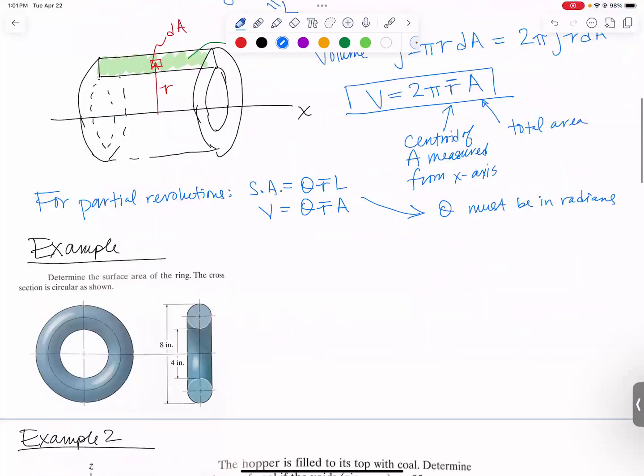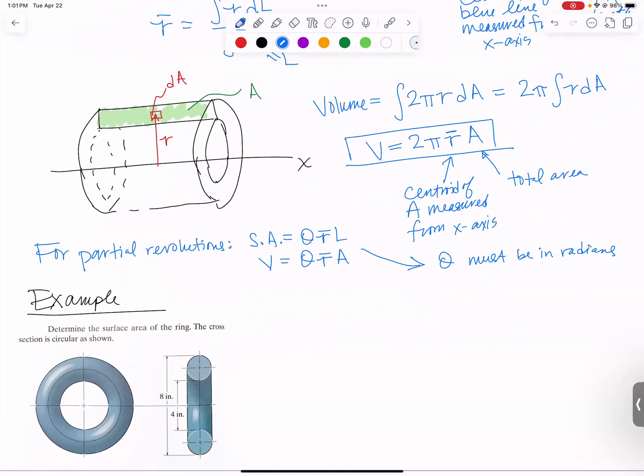Let's try an example. I call this kind of the donut example. It's a big ring-shaped thing. It's basically a circle that's been revolved about an axis that's down here below the circle, and you'll get this nice donut ring shape. We're supposed to find the surface area of the ring. We're also going to find the volume of the ring. So our area is this circle right up here.